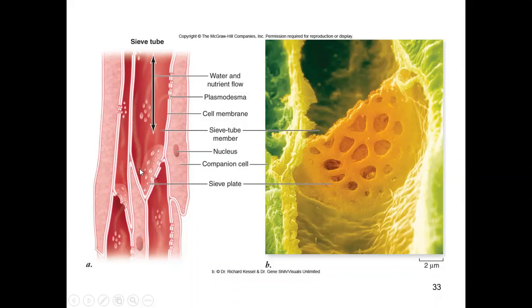This is the diagrammatic view, and the sieve plates have pore openings, called the sieve pores, and they form the sieve tube. This is the sieve tube, and it also has lateral pore openings connecting one cell to another, called plasmodesmata. If you observe this one, plasmodesmata. So this is the sieve tube member, sieve plate, sieve tube, and sieve pore.